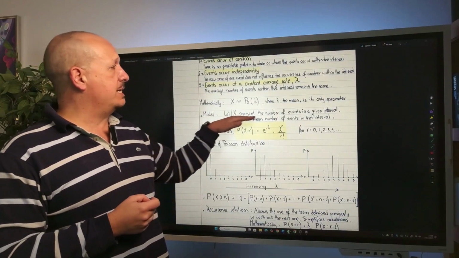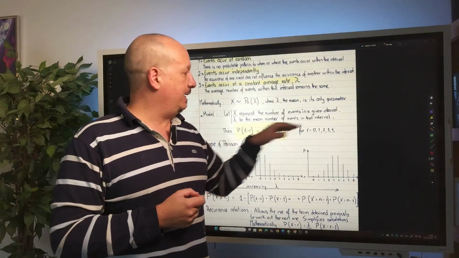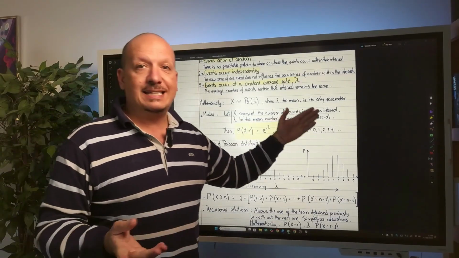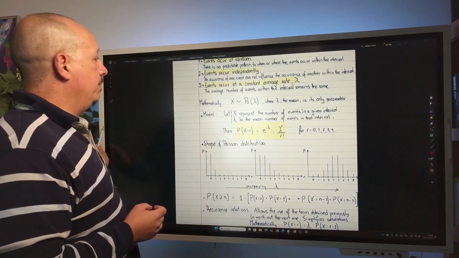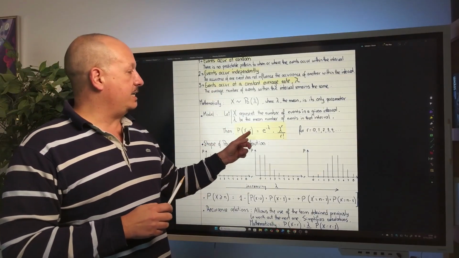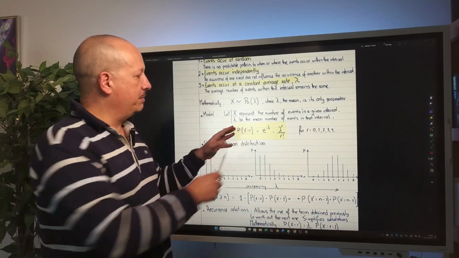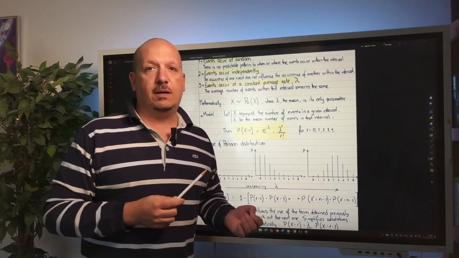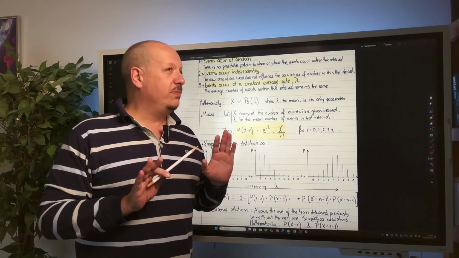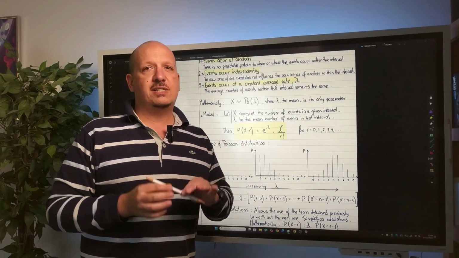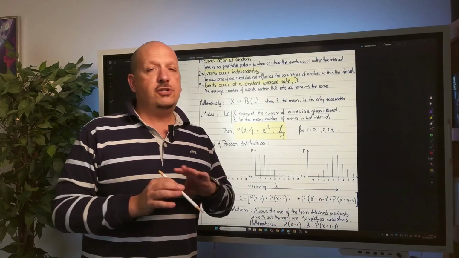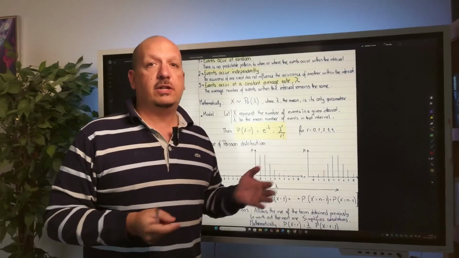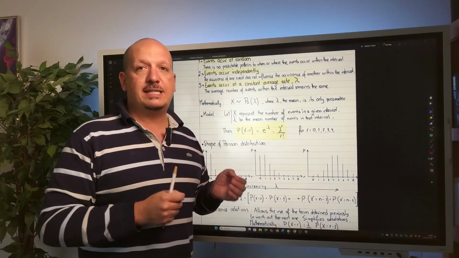So if x represents the number of events in the given interval, lambda will be the mean number of events in that interval, and the probability that x equals a certain value r is given by this expression. e is Euler's number. You never needed to use it, as far as I can tell, until now, and you don't need to worry about that. This is a number the same way as pi is a number. You can just go to your calculator and press it there.